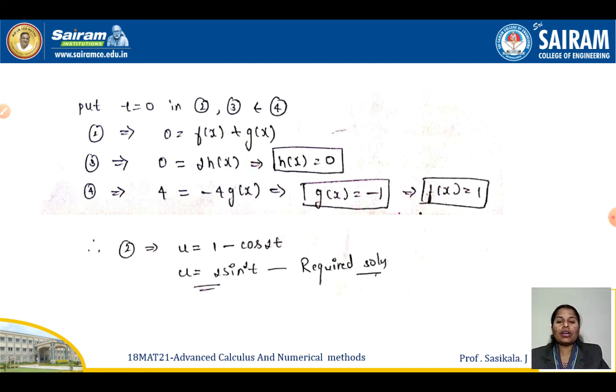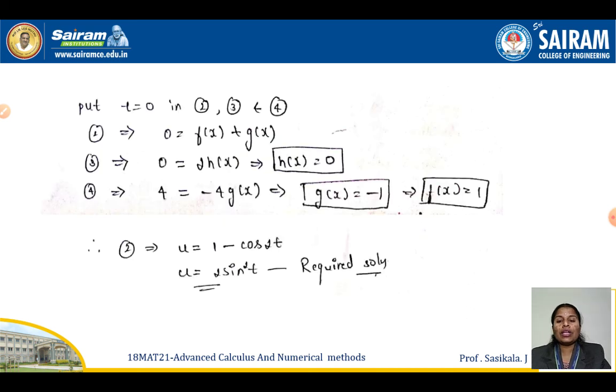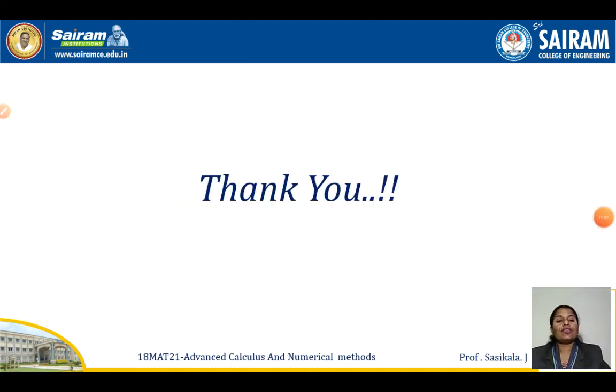Replace all the results in the u function. Here f of x is 1, plus this will be minus 1, so 1 minus cos 2t. That is what is written in the equation. So 1 minus cos 2t is nothing but 2 sin square t. This is your required solution. That's all. Thank you.